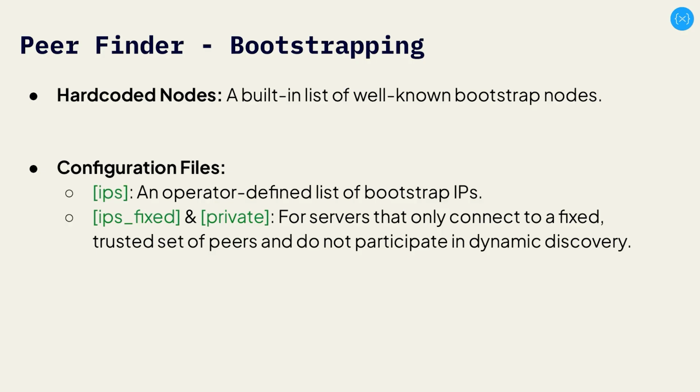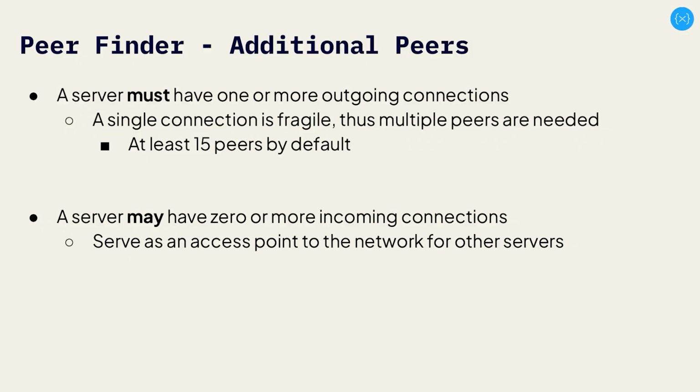With this stanza, your server will attempt to connect only to the servers that are provided in this IPs fixed stanza. If your server is not configured to maintain only a fixed set of peers, it needs to establish additional connections. So, of course, every server needs to maintain at least one outgoing connection into the network.